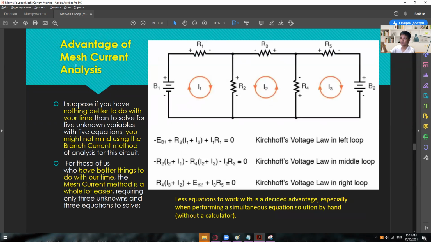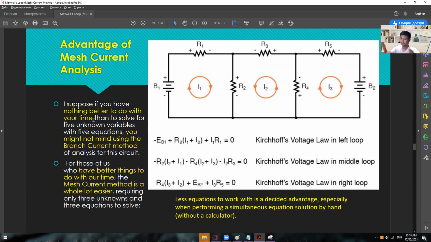Unlike if you're going to apply mesh current analysis, you're only going to deal with I1, I2, and I3, which are those equations already. So of course, fewer equations to work with is a decided advantage, especially when performing a simultaneous equation solution by hand without a calculator. If you were forced by your instructor to solve this one without a calculator, it's doable under mesh analysis. It's also doable in the branch current method or Kirchhoff's law.